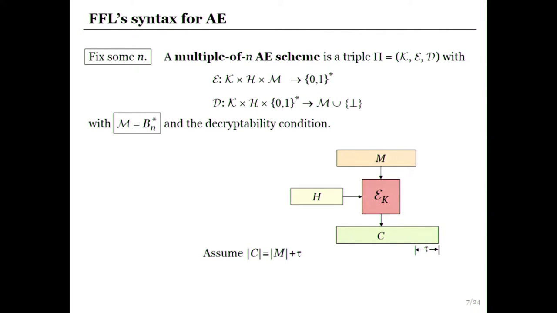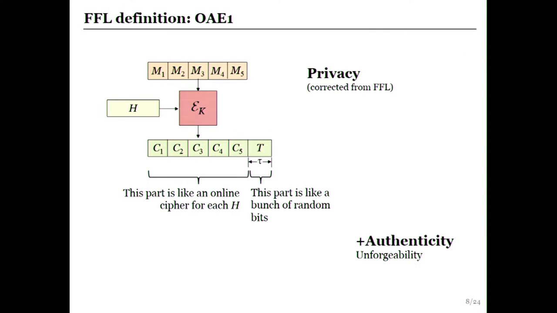It's going to build on the online cipher notion and inherits this limitation, that the definition only is sensible for strings that are multiples of some fixed value n. And then what FFL asks is very simple. First, that the ciphertext core that we produce, the thing of the same length as the message, and having a multiple of the block size n, that this part resembles an online cipher.